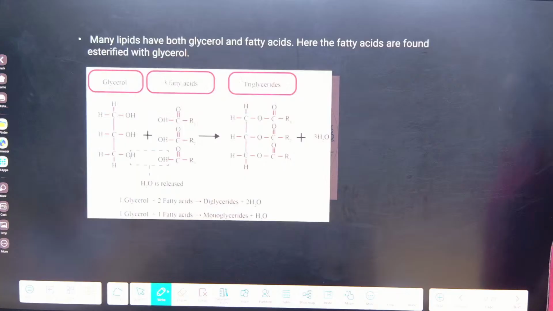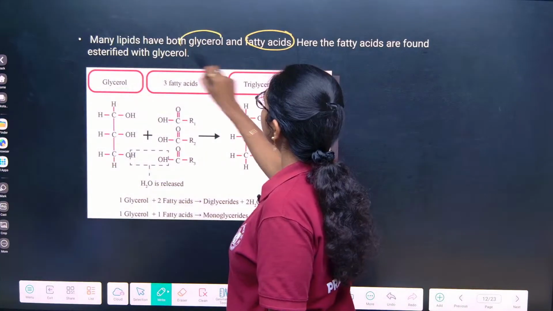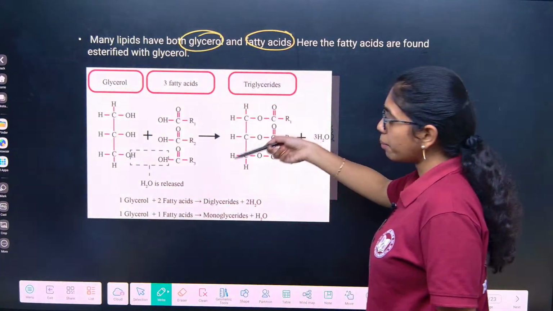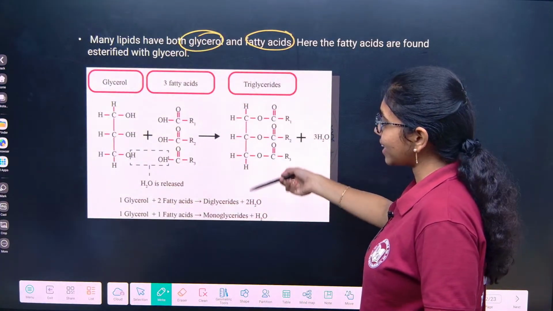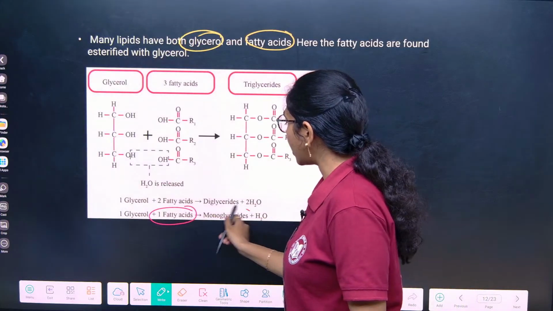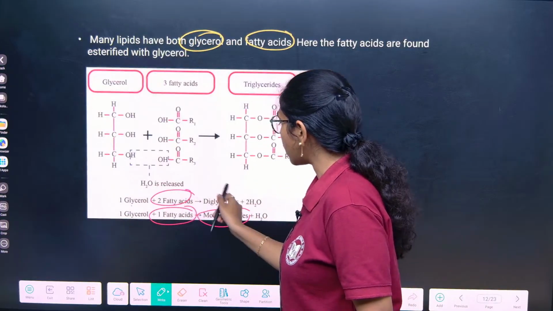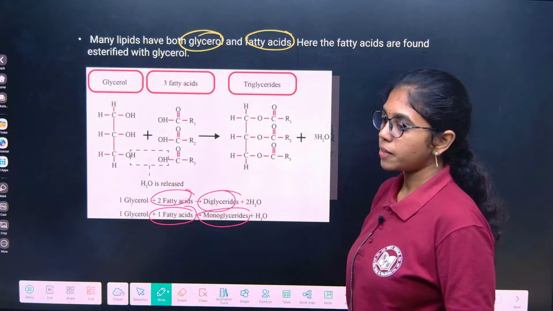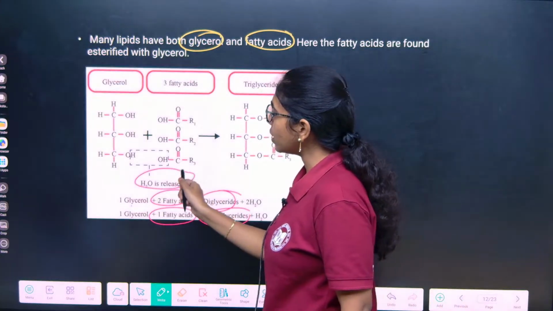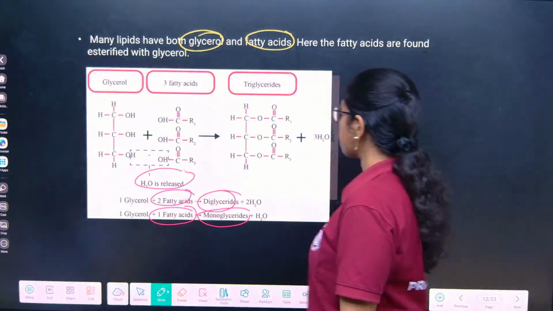Next, many lipids have both glycerol and fatty acids. We have learnt that based on the number of fatty acids, we can have diglycerides and triglycerides. So, if one glycerol and one fatty acid, you will call it a monoglyceride. One glycerol and two fatty acids, you will call it what? Diglycerides. And again here a water molecule is released at the time of bond formation.